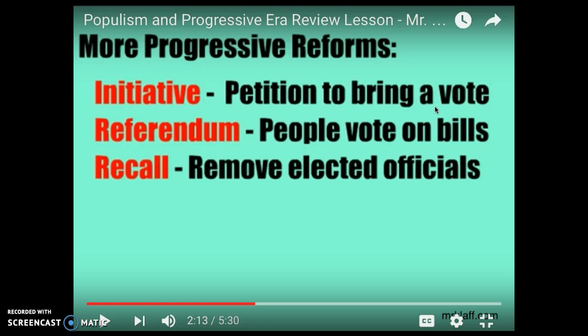And then finally, a recall. If you think that your elected official, the mayor, the governor, the president, whoever, is doing such a horrible job, again, you get enough people to sign a petition, and you can recall that person so they don't just stay in office. Because that happens a lot, where senators are just doing their own thing, and they get reelected over and over again. Okay, so let's continue. It's called recall.